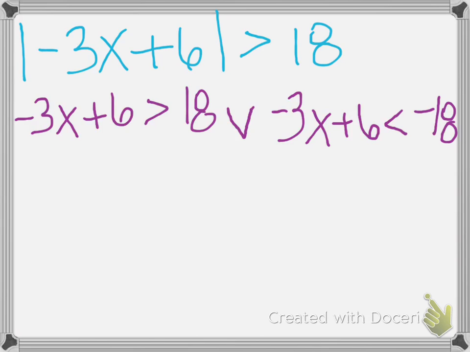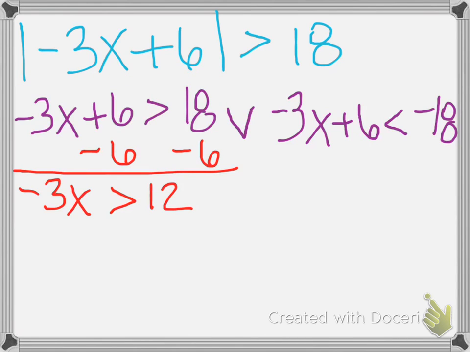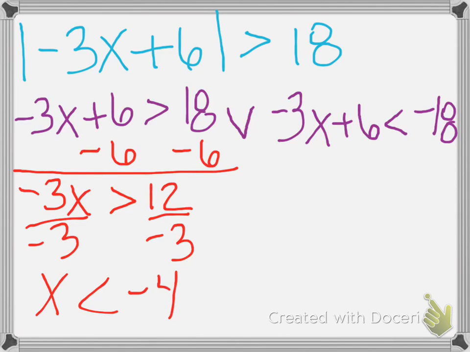And now guess what we get to do? We get to solve each one separately. Let's go ahead and solve the left side inequality first. So you're going to subtract 6 from both sides of that inequality, which is going to leave you with negative 3x is greater than 12. And I know you know this next part. Divide both sides by negative 3, which, please, don't forget, when you're dividing by a negative, what happens with that inequality symbol? Bam! It switches directions. 12 divided by negative 3 is going to give us a negative 4. So we're looking at x is less than negative 4.